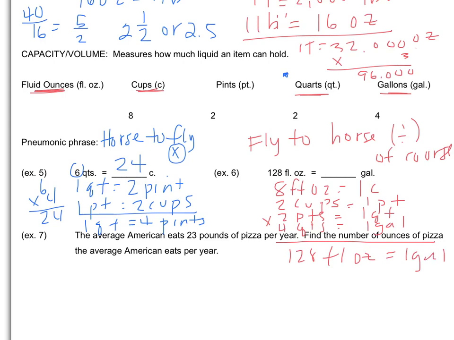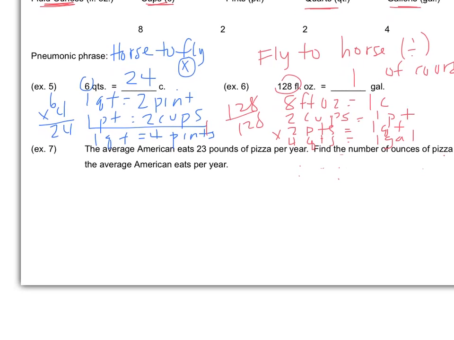So we have 128 fluid ounces, so we need to do 128 divided by 128, and that gives us 1. So 128 fluid ounces equals 1 gallon. Okay? So go ahead if you want to and take a second and do that work, because I'm going to erase this part. You can rewind it if you need to see that part again, so that I have enough room to do these last 2 questions.